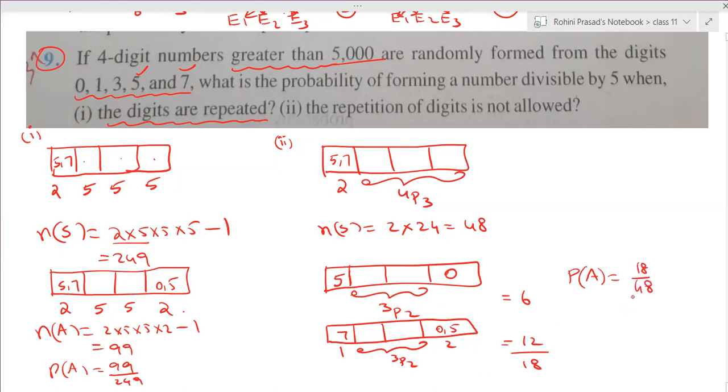Of course, you can do the simplification if possible. 6 table, no? 6 table 3 times, and 6 table 8 times. Yeah.